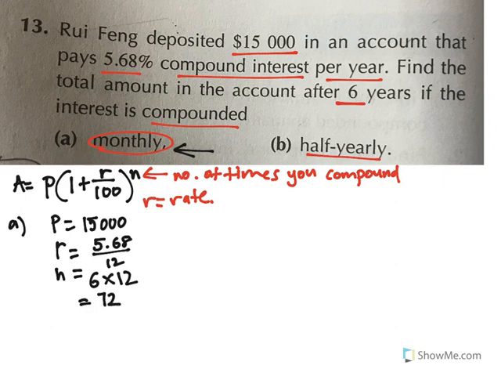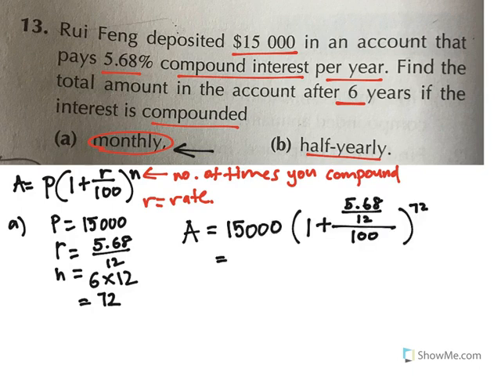Okay, so now apply into the formula, and I will have this. And your final answer will be 21074.129. So for money, you always round off to 2 decimal places unless otherwise stated. So this will be the answer.